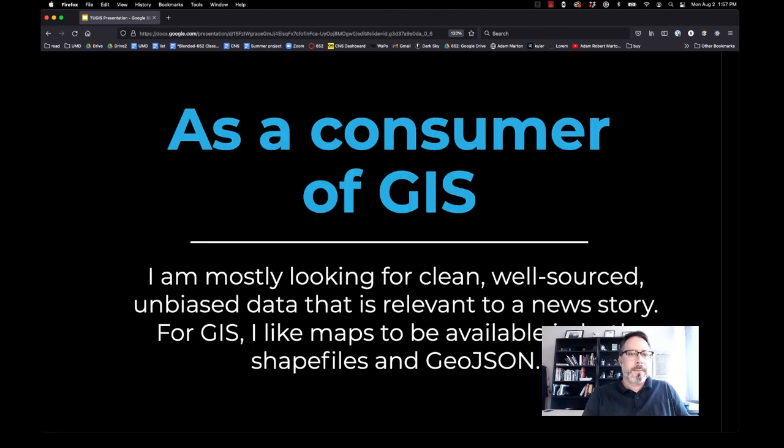I'm not thinking of. When I think about how I use GIS as a consumer, I very rarely go out looking for any sort of GIS information, right? Everything that I do is really story driven. So when I have a story and I go out looking for GIS data to help me tell that story, what I'm looking for is clean, well-sourced, unbiased to the degree that data can be unbiased, data that's relevant to some news story that I'm working on. So for GIS, I like maps to be available in both shapefiles and as GeoJSON, though of course you can do some conversions yourself if necessary.